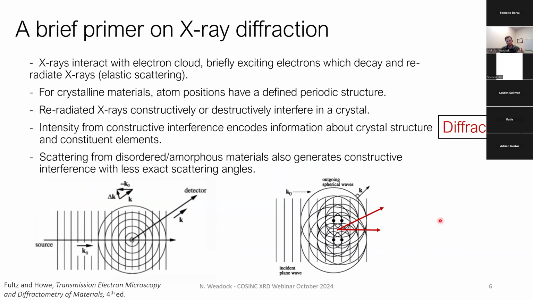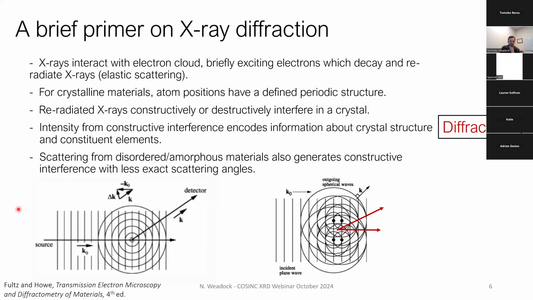So X-ray diffraction is now how we're going to learn about the crystal structure of these materials. Very briefly, when you have X-rays incident on your sample, those X-rays are going to interact with the electron cloud of the different atoms, which will briefly excite the electrons, and then as they decay back to their initial state, they will re-radiate X-rays, and in the case of elastic scattering, which we're discussing here, the energy and wavelength of those emitted X-rays are going to be the same as the incident.